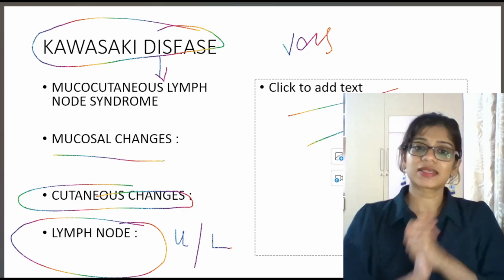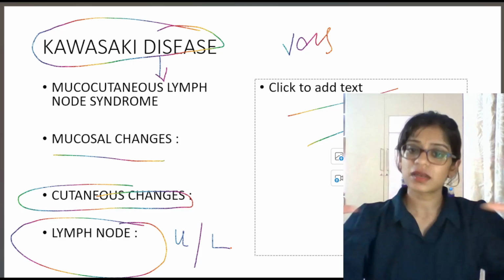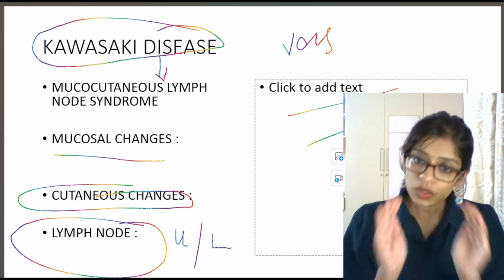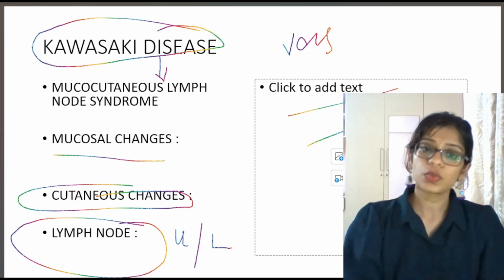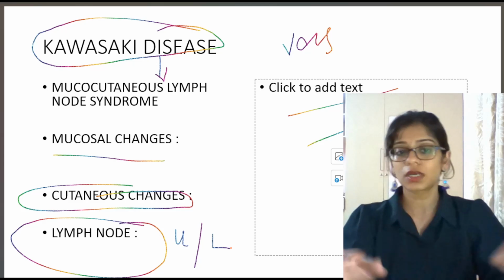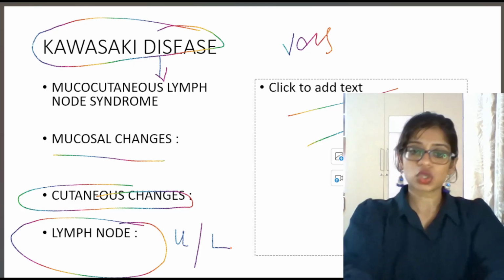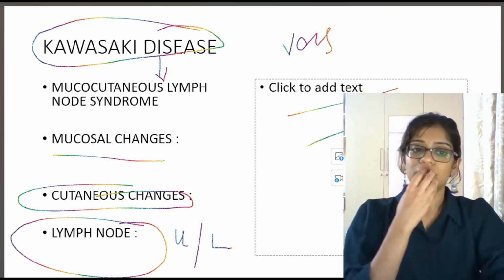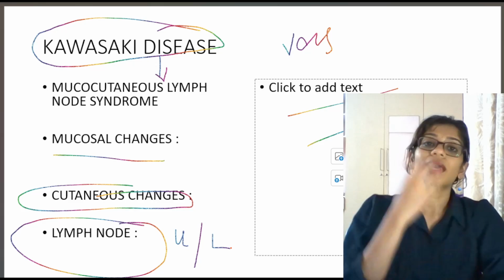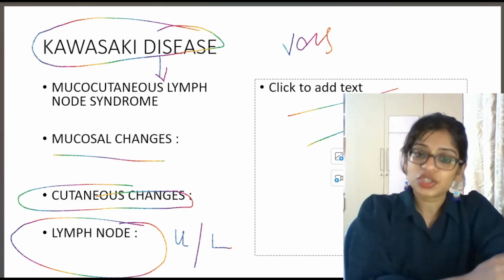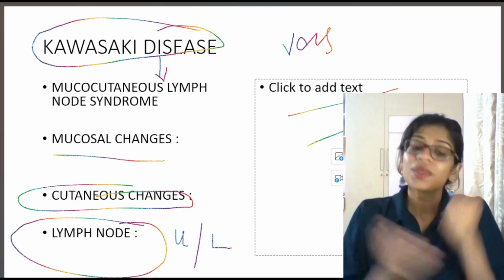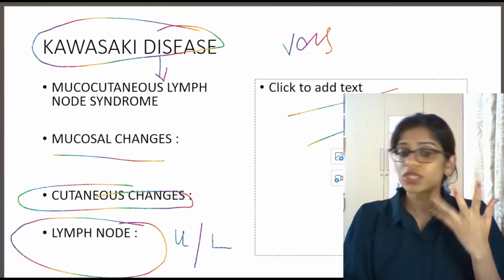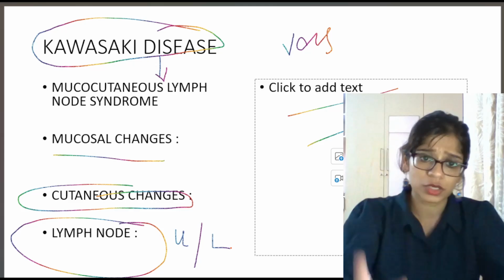Once more, Kawasaki's disease is vasculitis, inflammation of blood vessels. It is also called mucocutaneous lymph node syndrome. You will understand why it is called so. There are mucosal changes in the lips, I'll show you the pictures. They're going to have cracked lips, and something called strawberry tongue, cutaneous changes in the skin with rashes, and lymph node involvement, with the cervical lymph nodes enlarged on one side. Okay, so this is an introduction.